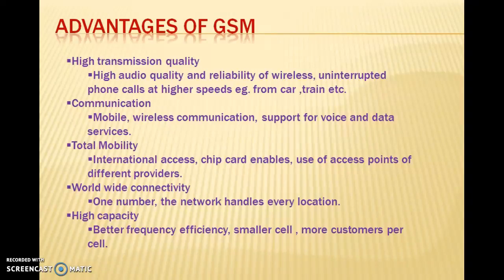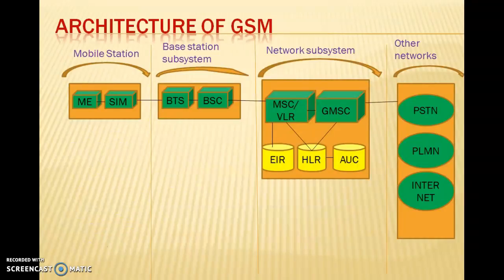Next, communication. Mobile, wireless communication, support for voice and data services. Total mobility, international access, chip card enables use of access points of different providers. Worldwide connectivity: one number, the network handles every location. Next, and last, that is high capacity, better frequency efficiency, smaller cell, more customers per cell.